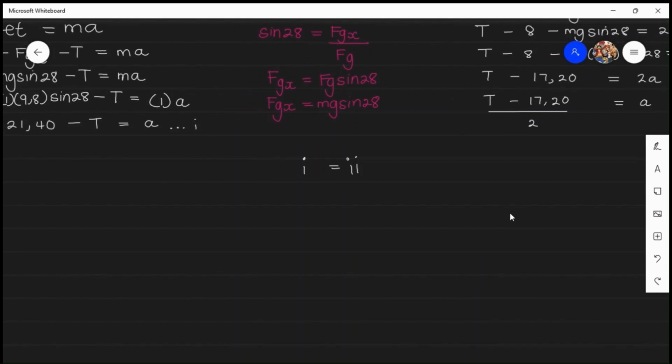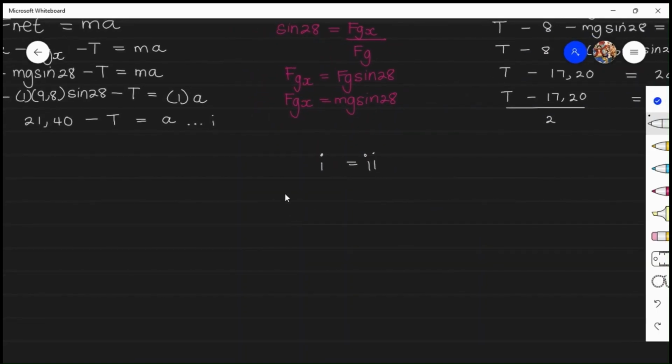So on the left, I have (21,4 minus t) equals (t minus 17,2) all over 2. So as you can see, because I've connected my equations at the point of a, t is within my equation. If I had solved for t and connected my equations at the points t, I would then have a in my equation instead of t, which is what I want to solve for.